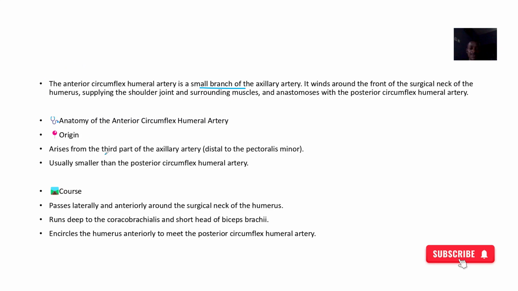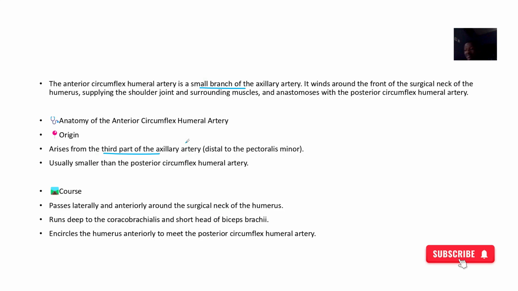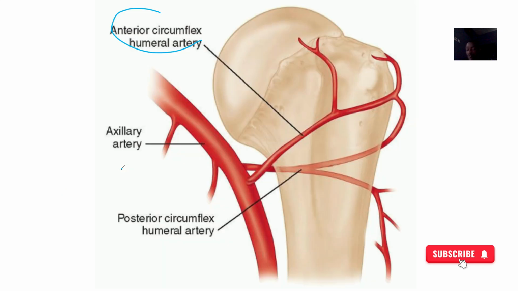Origin: it arises from the third part of the axillary artery, that's distal to the pectoralis minor. Okay, we spoke about the axillary artery and we said that the axillary artery has 3 parts. Okay, I remember that. So it's usually smaller than the posterior circumflex humeral artery.